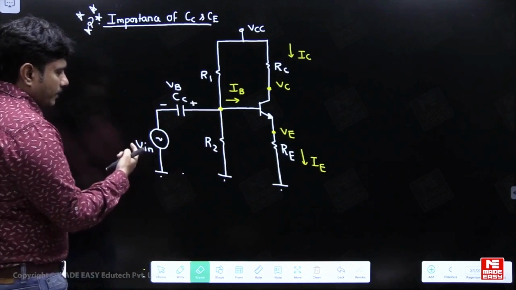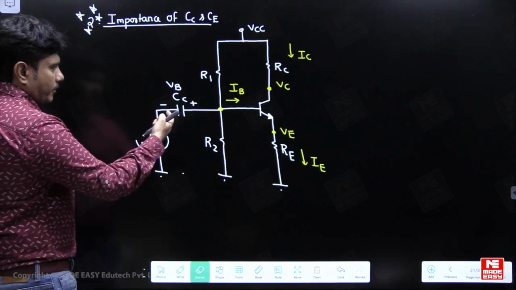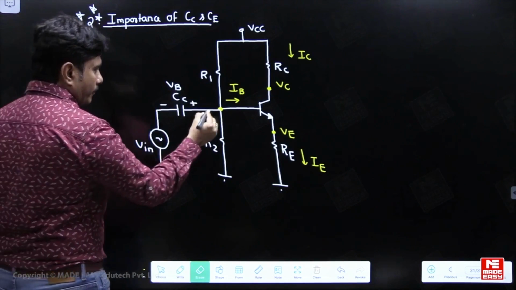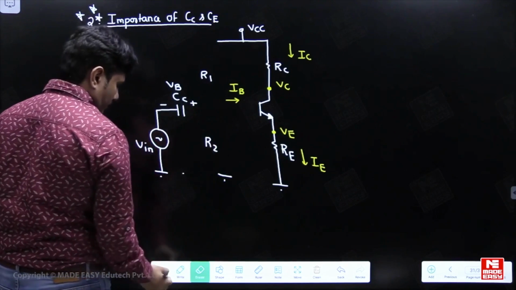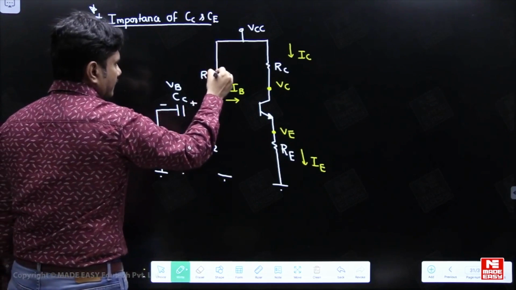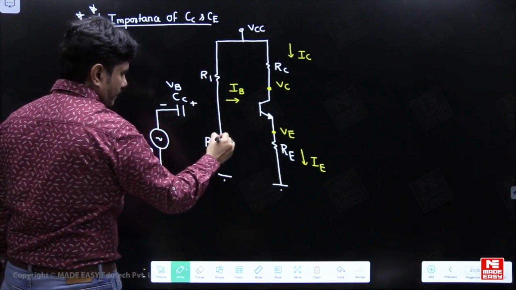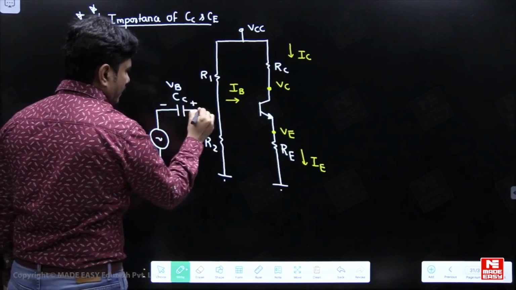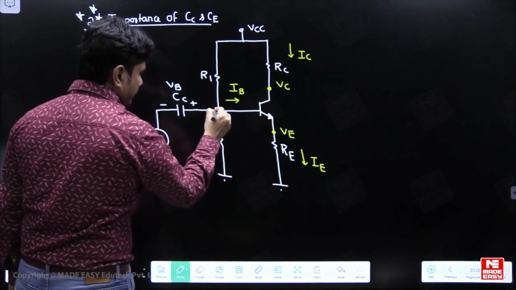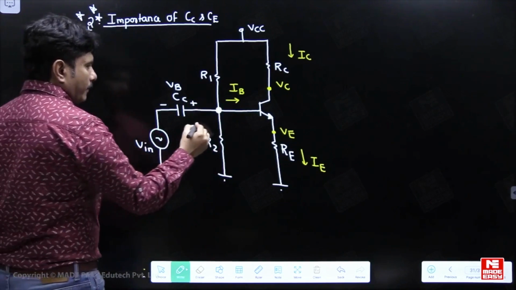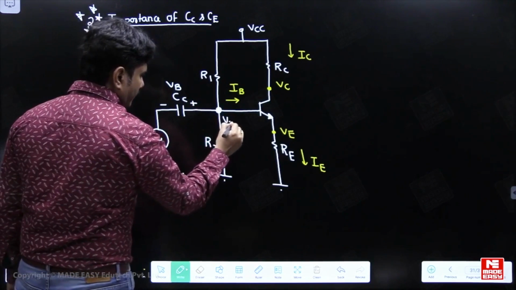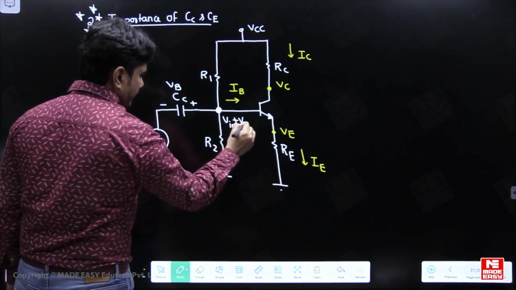अभी ए पॉइंट का वोल्टेज चेंज हो रहा है. ये वोल्टेज क्या हो रहे हैं? VIN माइनस ऑफ माइनस VB. Therefore, A point is becoming now VIN plus VB, it is becoming.